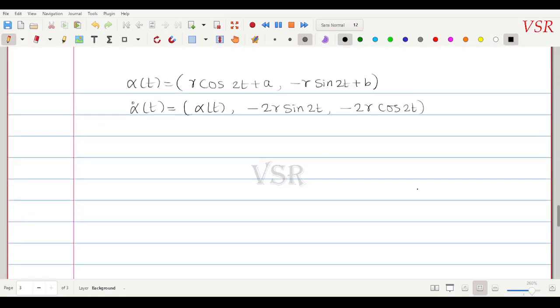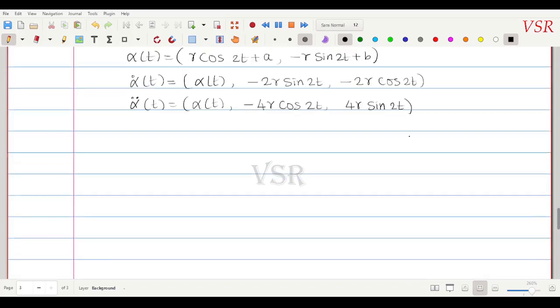Okay, what is my alpha double dot of t, which is equal to another, that is alpha of t. Now sin 2t becomes cos 2t into 2, and there is a minus here, so we have minus 4r cos 2t. At this place, what comes? cos 2t becomes minus sin 2t into 2. There is already a minus here, and 2, so we have 4 times r sin 2t. So this is my alpha double dot.